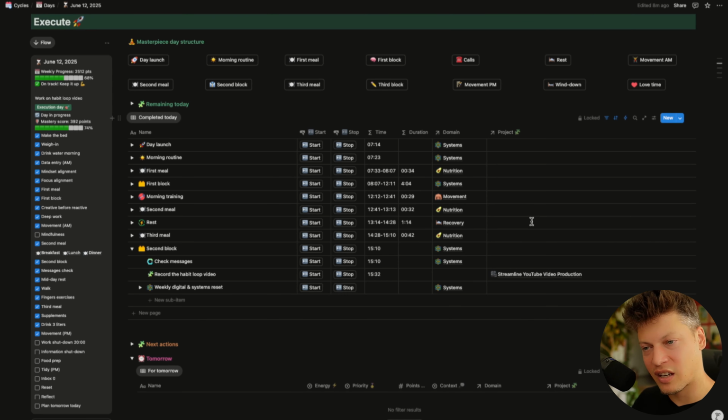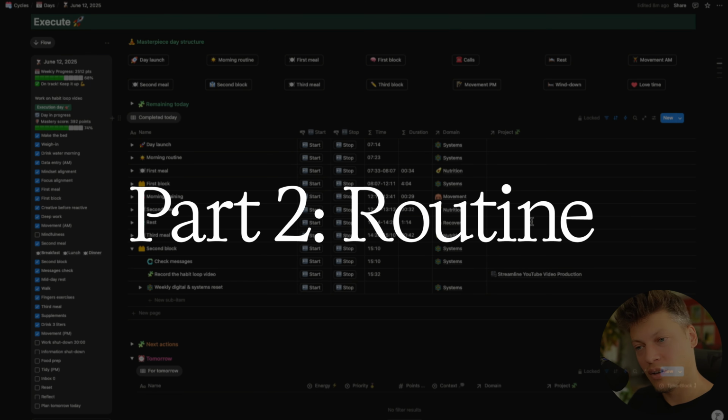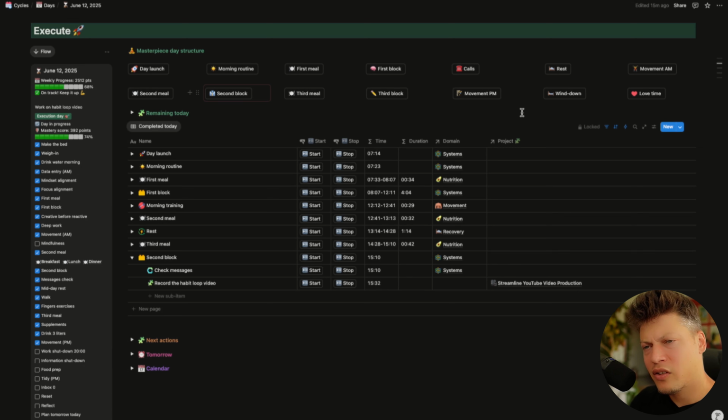Let's move to the second stage of the habit cycle, and this is the actual routine, the thing that you execute. In the second stage, the key problem that we want to tackle is having to rely on our memory when it comes to executing our habits. We want to rely on our memory as little as possible.